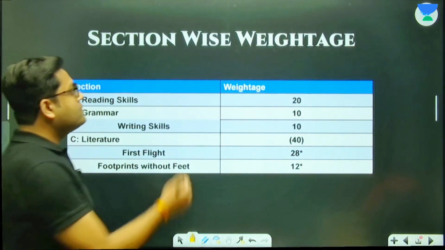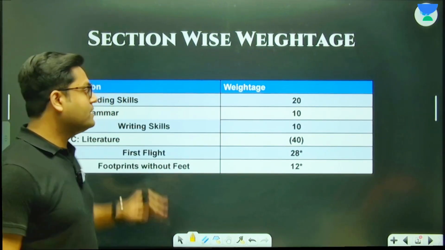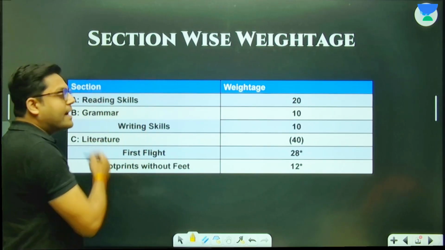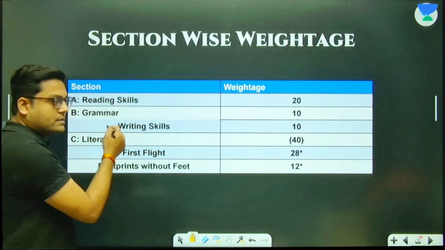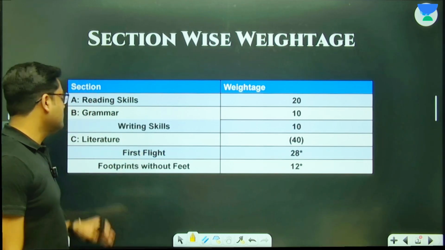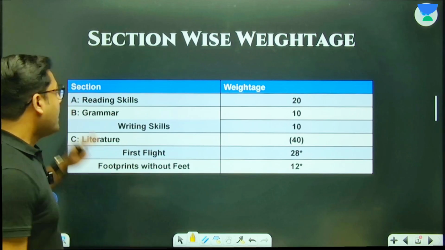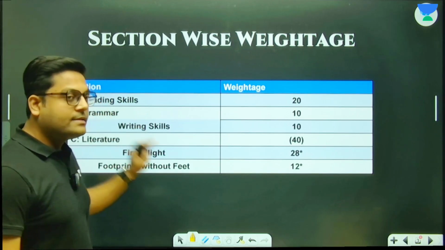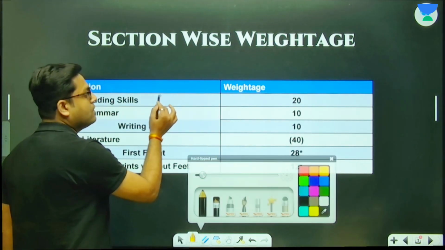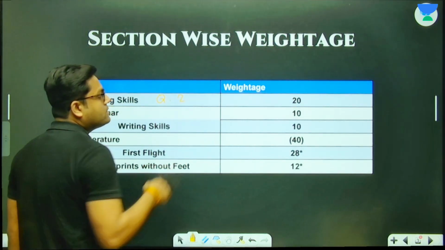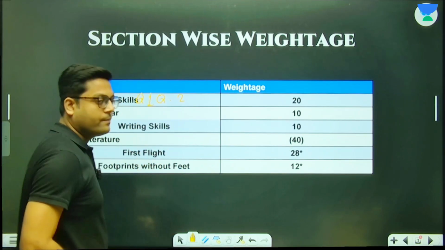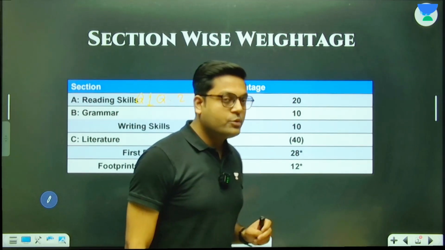First of all, as you can see, the CBSE has prescribed this particular section or the marks weightage for the exam. The entire exam is divided into three different sections. Section A is reading skills, followed by grammar and writing skills, followed by literature. Reading skills comprises 20 marks, which includes two questions. One is of descriptive type and another one is of factual type, which is going to give you 20 marks.